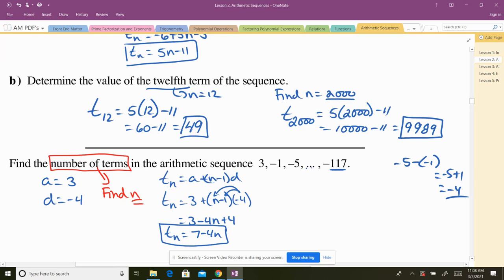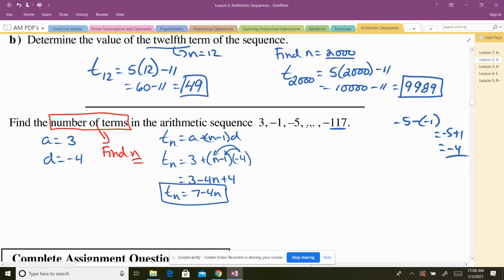Okay? But we have 2 unknowns in this equation, right? And what did I say about 2 unknowns? You need 2 equations. But do I know what the last term is? Yes, I do. The last term is Tn. Okay? So if I substitute that in for Tn, I get this. How many unknowns do I have now? 1. So I can solve this, right?